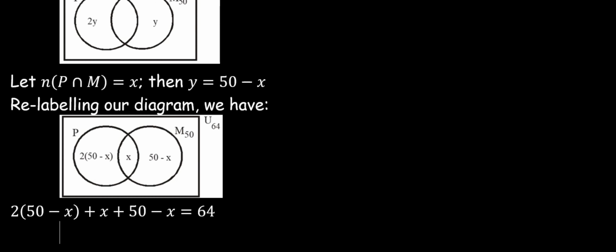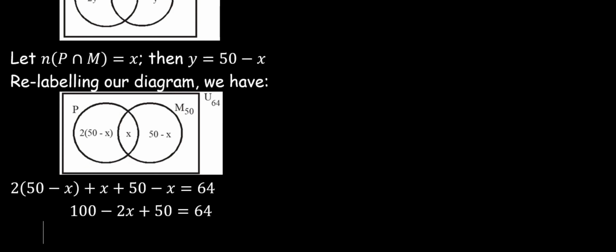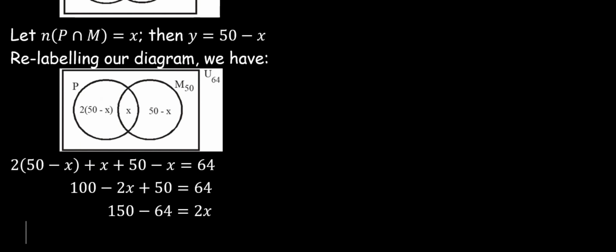Open up the bracket, we have 100 minus 2s plus 50 will be equal to 64. Collecting items together, we have 150 minus 64 will be equal to 2s. And that gives us 86 will be equal to 2s. s is equal to 43.